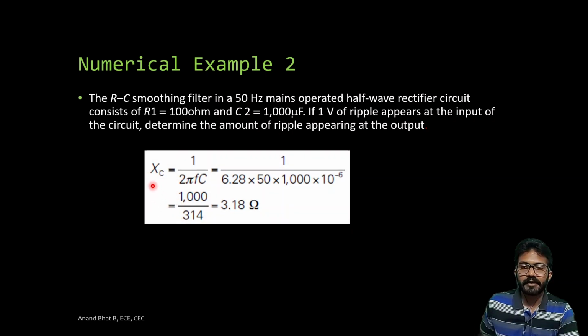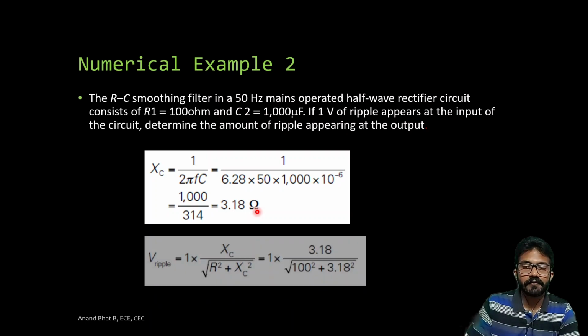First we have to find out xc, which is given by 1 by 2 pi f c, and the frequency here is 50 Hz. 2 pi is 2 times 3.14, but please don't use 6.28. Kindly use the pi option in your calculator to get accurate values. And the capacitor is 1000 microfarad. So micro stands for 10 to the power minus 6. Since this is a very large term in the denominator, kindly use brackets in your calculator. You should get somewhere around 3.18 ohms for xc.